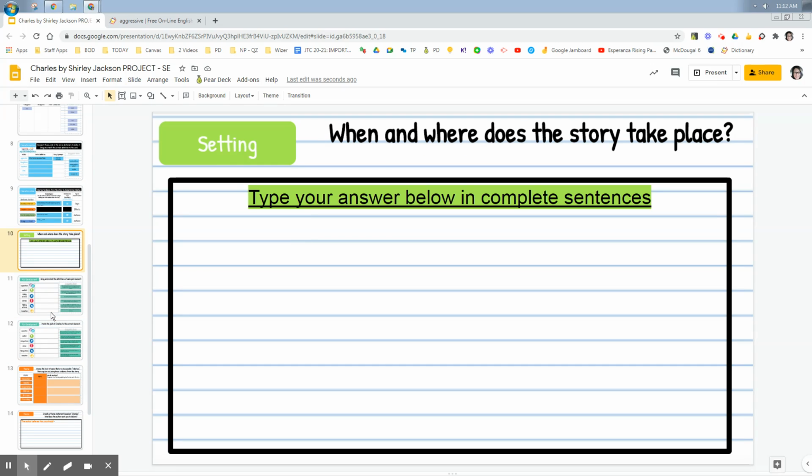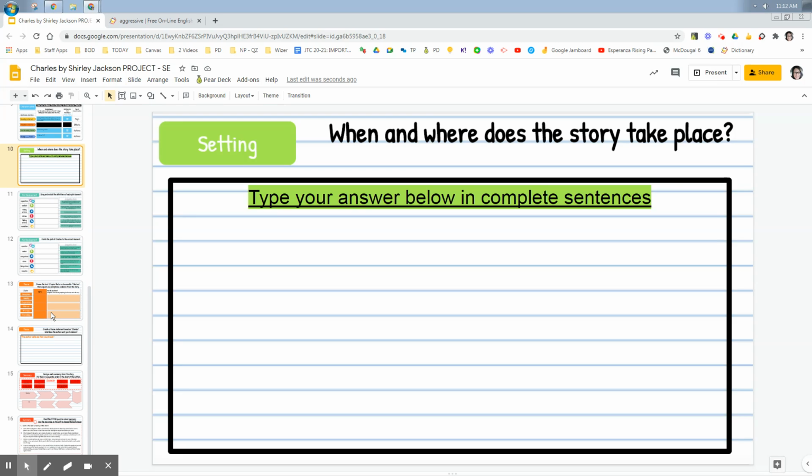Slide 10 is setting. So you are going to tell me, when does the story take place? So what time period? Was it the past, present, or future? And then you're going to tell me, where does the story take place? Because the setting is important to the story. So when you figure out when the story was taking place, past, present, or future, and where it was taking place, you're going to type your answer below, where it says type your answer below in complete sentences.